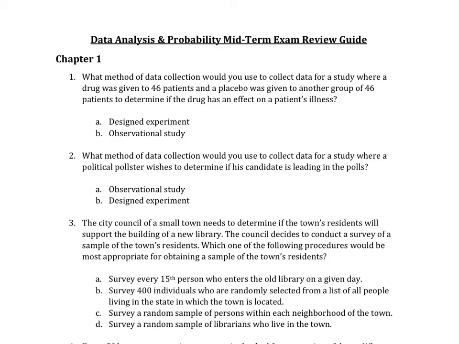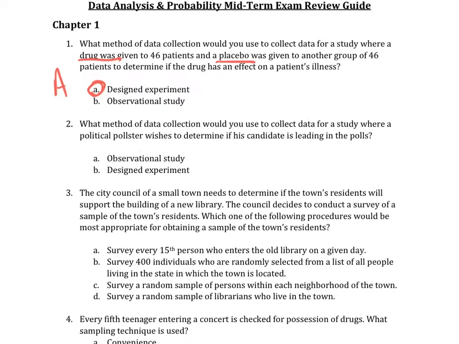So here, the fact that we are giving people a drug and a placebo, we are doing something to the patients that makes it an experiment. If we were just watching something that was already happening, we didn't give them a drug, if we were just trying to see what their symptoms or what their illness was doing to them, that would be a study. But since we're giving them a drug to try to see how that drug will affect them, that's the designed experiment. So A is the correct answer for 1.